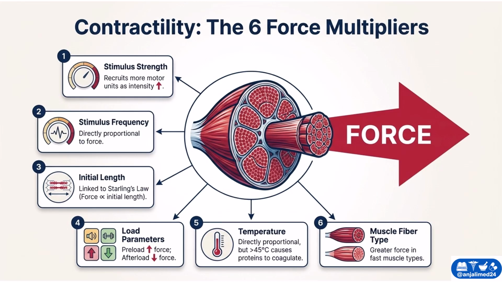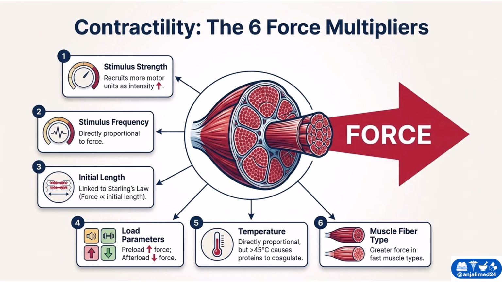Number 4, load parameters. Preload increases the muscle force, while excessive afterload decreases the effective contraction. This principle is important in both skeletal and cardiac muscle physiology. Number 5, temperature. Moderate increases in temperature improve the muscle performance and contractility. However, temperatures above 45 degrees Celsius can denature proteins and damage the muscle tissue.